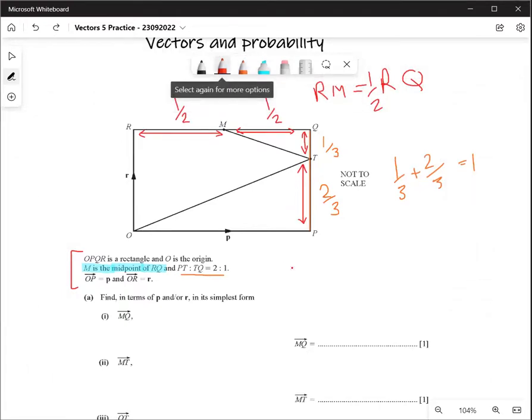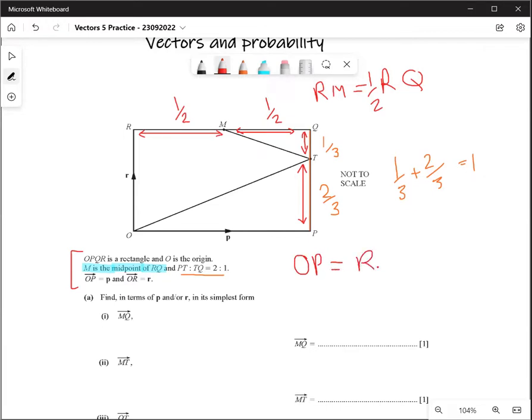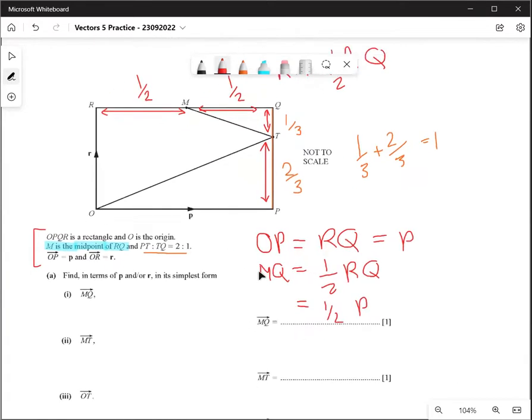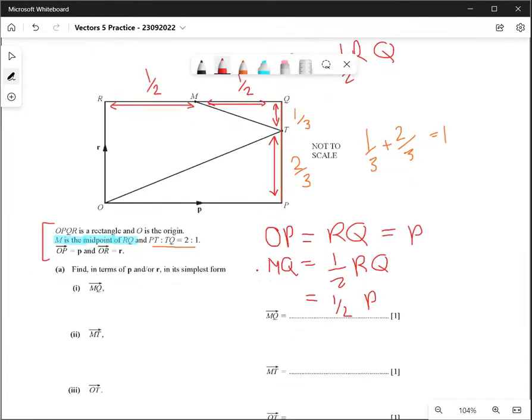MQ is, if OP is equal to RQ, okay? And we know that MQ is half of RQ. And I know that OP was P. So this must also be half P. Yes. Write this in your notebook. So the answer is half P. Half P, yes. So if this guy is P, the whole thing is also P. Then half of P is half P.